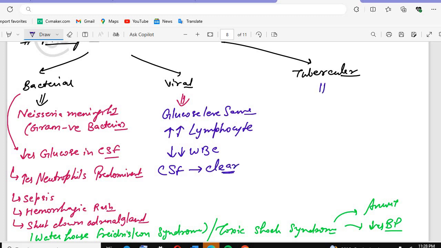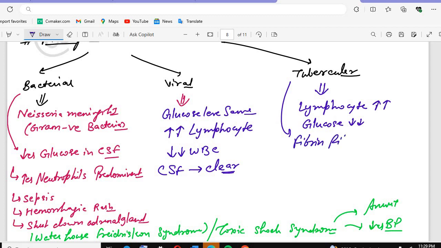In tubercular meningitis also, the lymphocytes would be increased, and the glucose level would be decreased. And in tubercular meningitis, remember, there will be fibrin film deposition. The fibrin film will be deposited in case of tubercular meningitis.